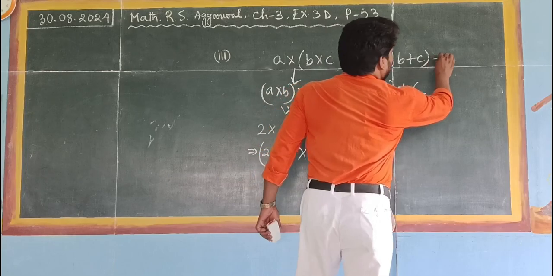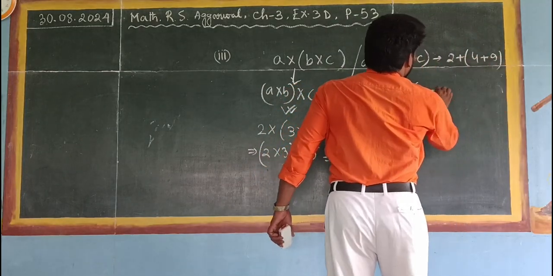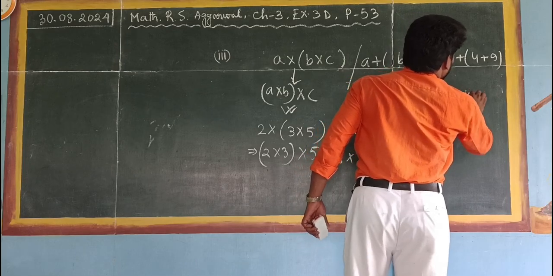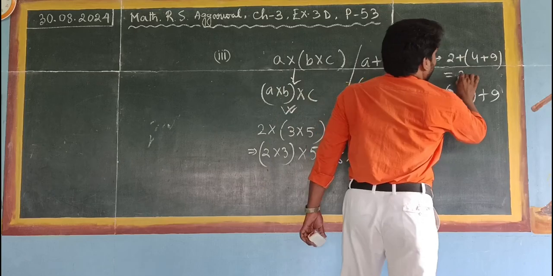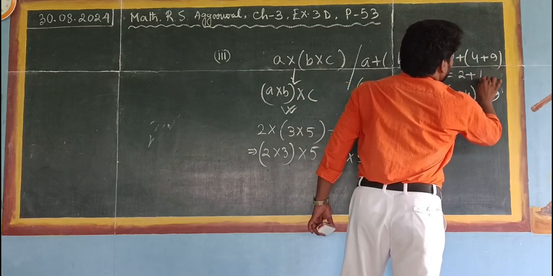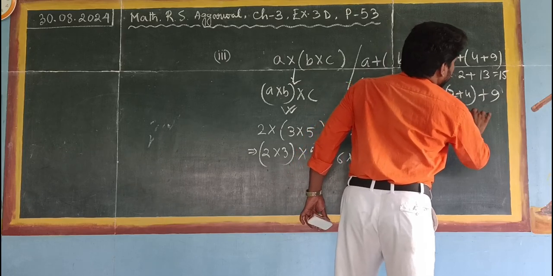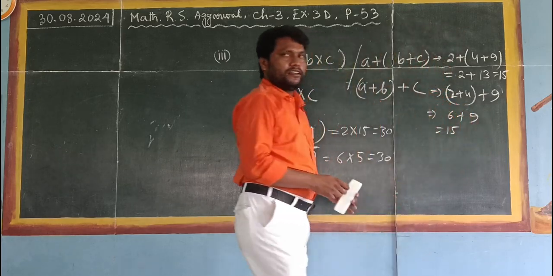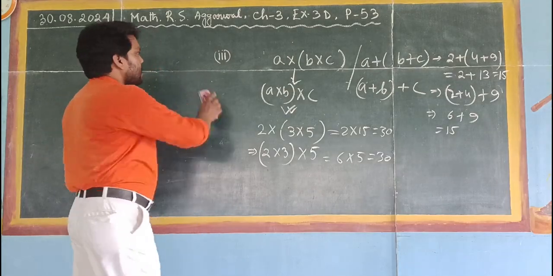Suppose 2 plus 4 plus 9. That can be written as 2 plus 4 outside the bracket plus 9. You will get the same result. 2 plus 13, that means 15. 6 plus 9 equal to 15. So these are the properties. Okay, next, the last one.